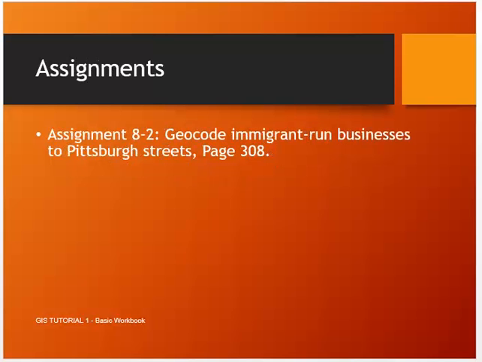So the assignment is again set in Pittsburgh with a table of immigrant-run businesses, and so you'll be matching those and then symbolizing them according to the business type. So as always, if you run into issues, contact me via Canvas, and I'll see what I can do to address them.